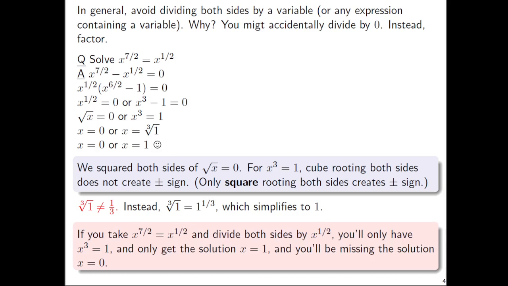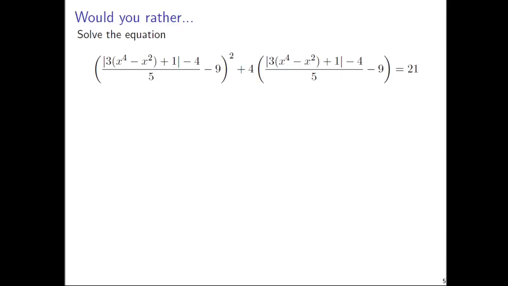If you take x to the 7 halves equals x to the 1 half, the equation at the top, and divide both sides by x to the 1 half, you're only going to end up with x cubed equals 1, and you'll only get the solution x equals 1, and you'll be missing the solution x equals 0.